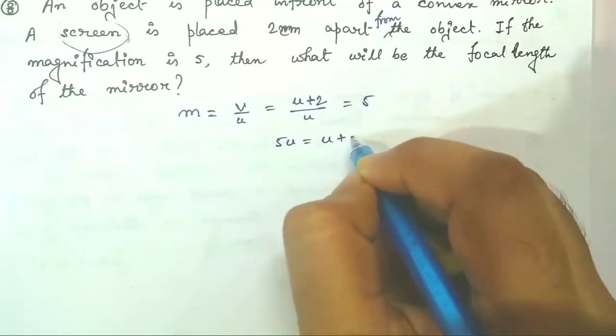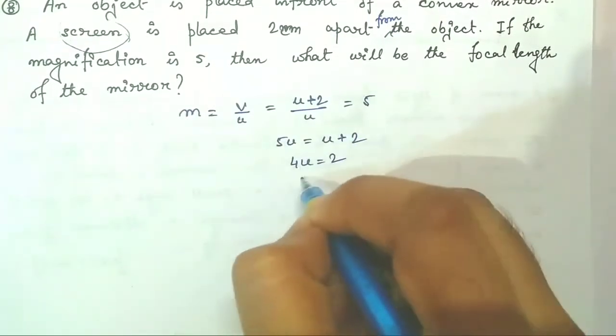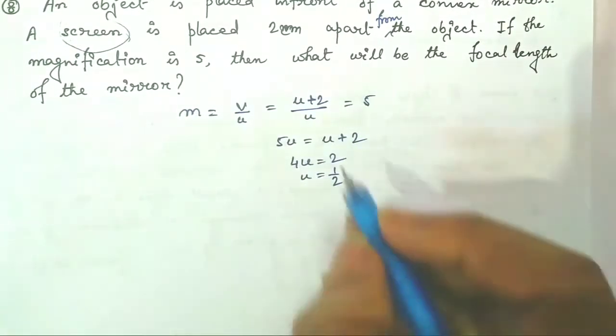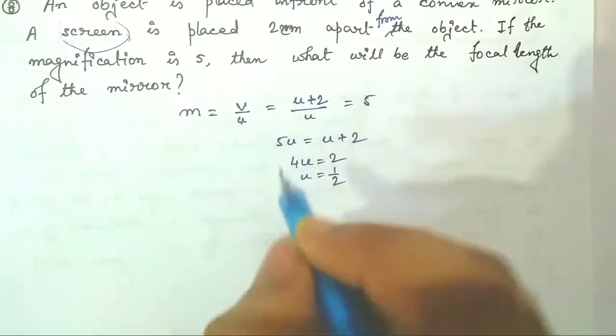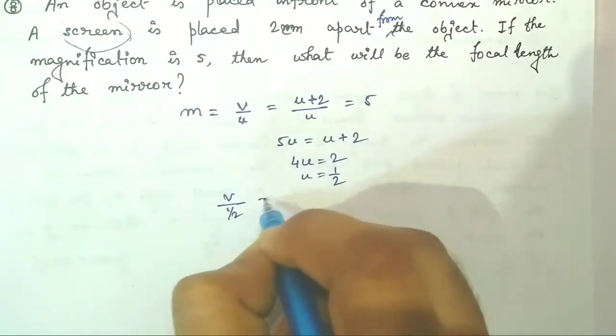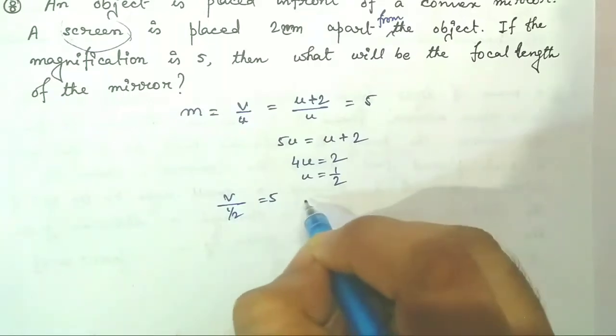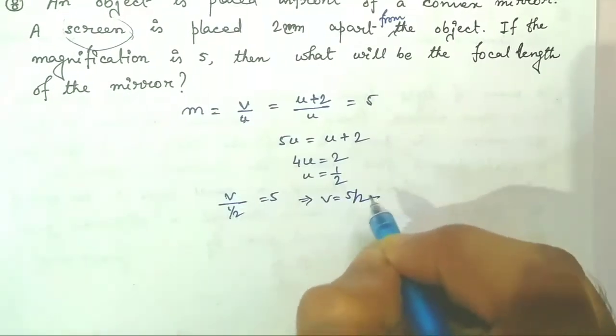5u equal to u plus 2, that is 4u equal to 2 and u equal to half. Now put this value of u in this equation. v by half is equal to 5. So v will be equal to 5 by 2.